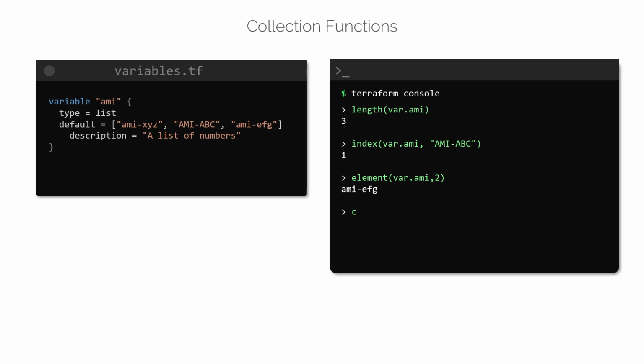To check if a specific element is present in a list or not, use the contains function like this. This function will return a value of true or false. In the first example, the element AMI-ABC, all uppercase, is present in the list and hence returns a value of true. In the second example, the element AMI-XYZ, all in uppercase, returns a value of false, as such an element is not present in the list. This is despite the fact that the same value with all lowercase is still present in the list.